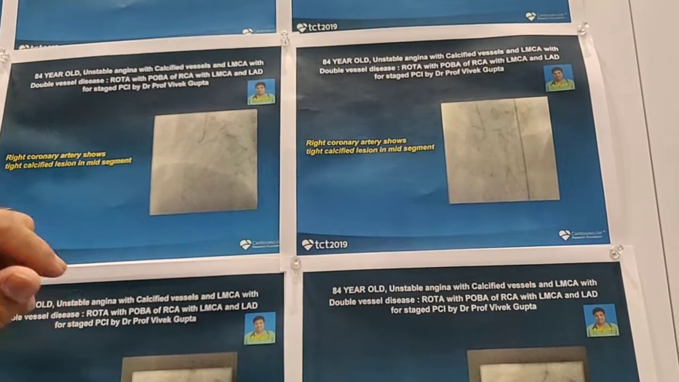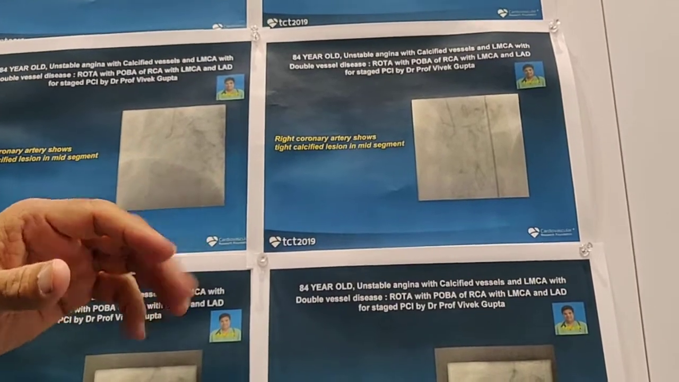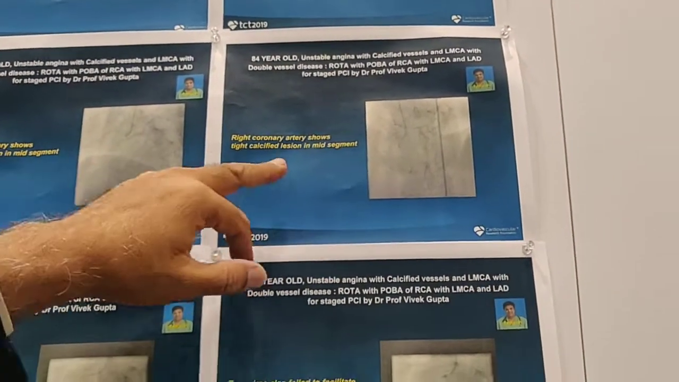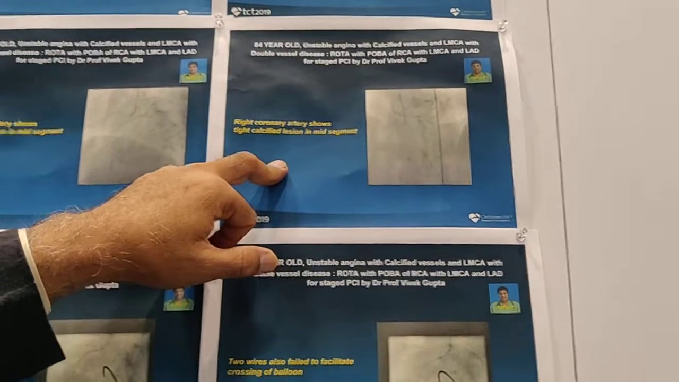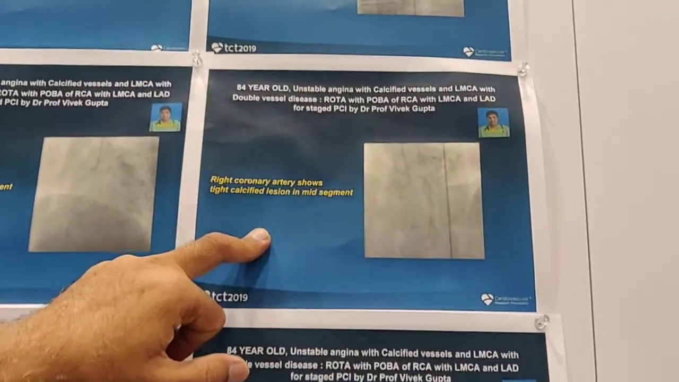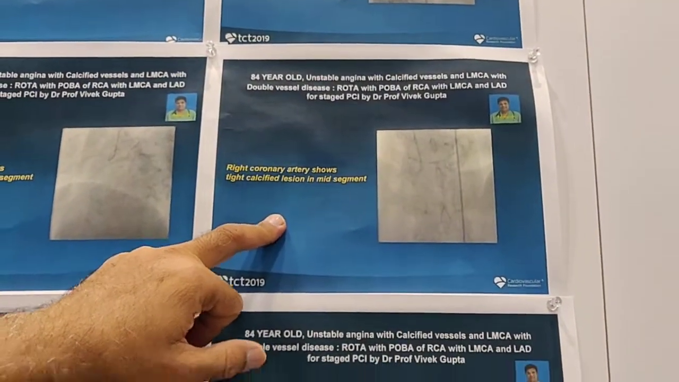So we had two options. Either we should do the left main coronary artery, LAD and RCA in one sitting, or we should do the right coronary artery first, and then decide on the next stage PCI for the left main coronary artery.